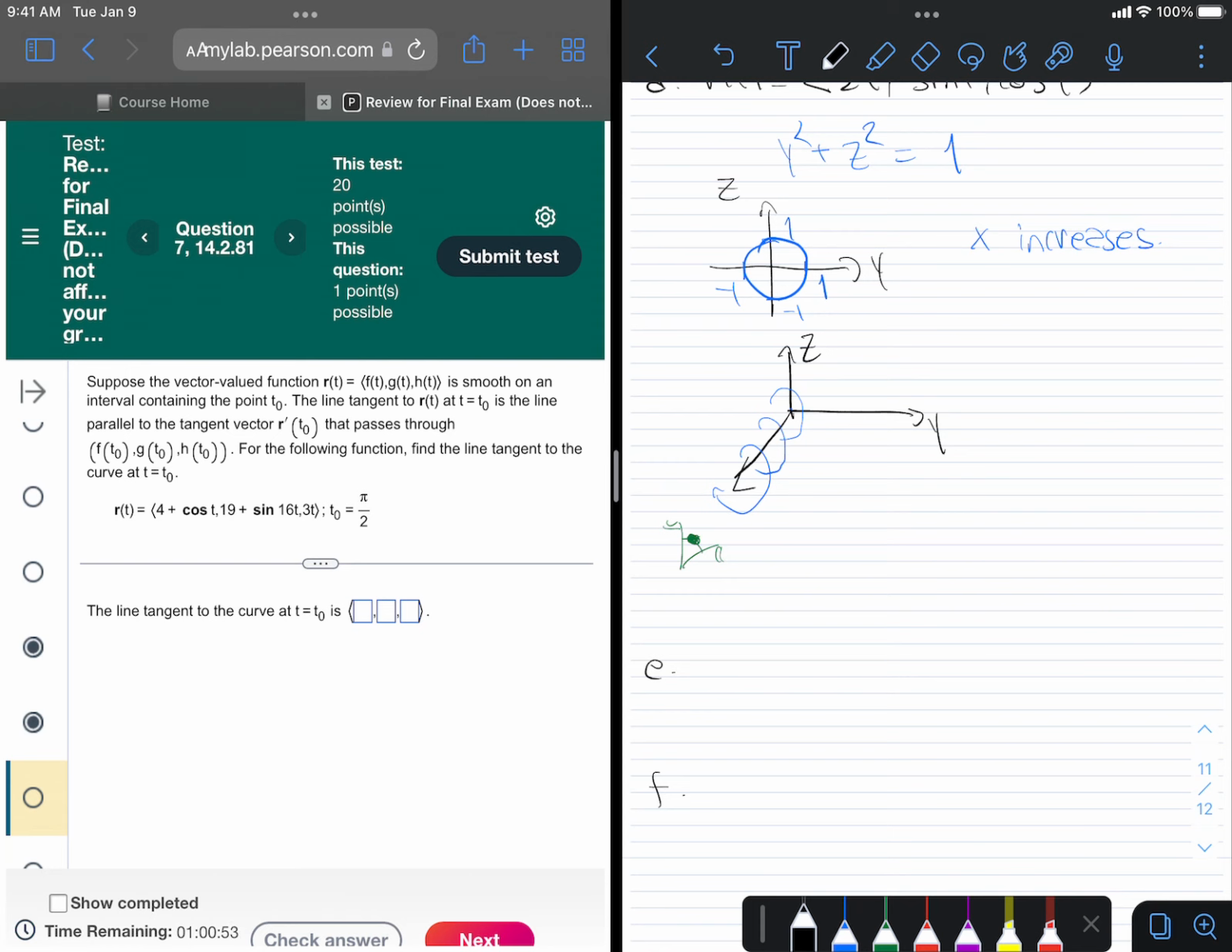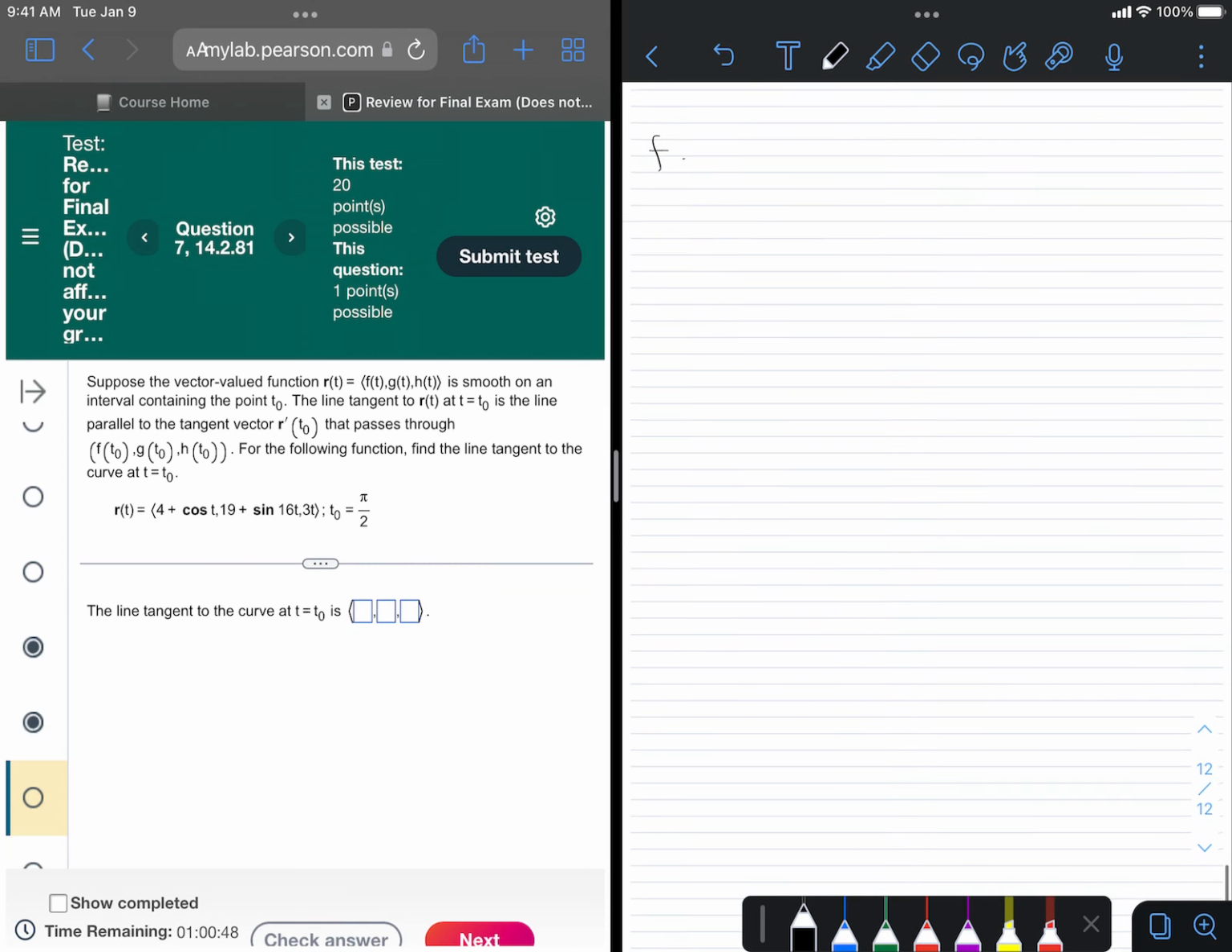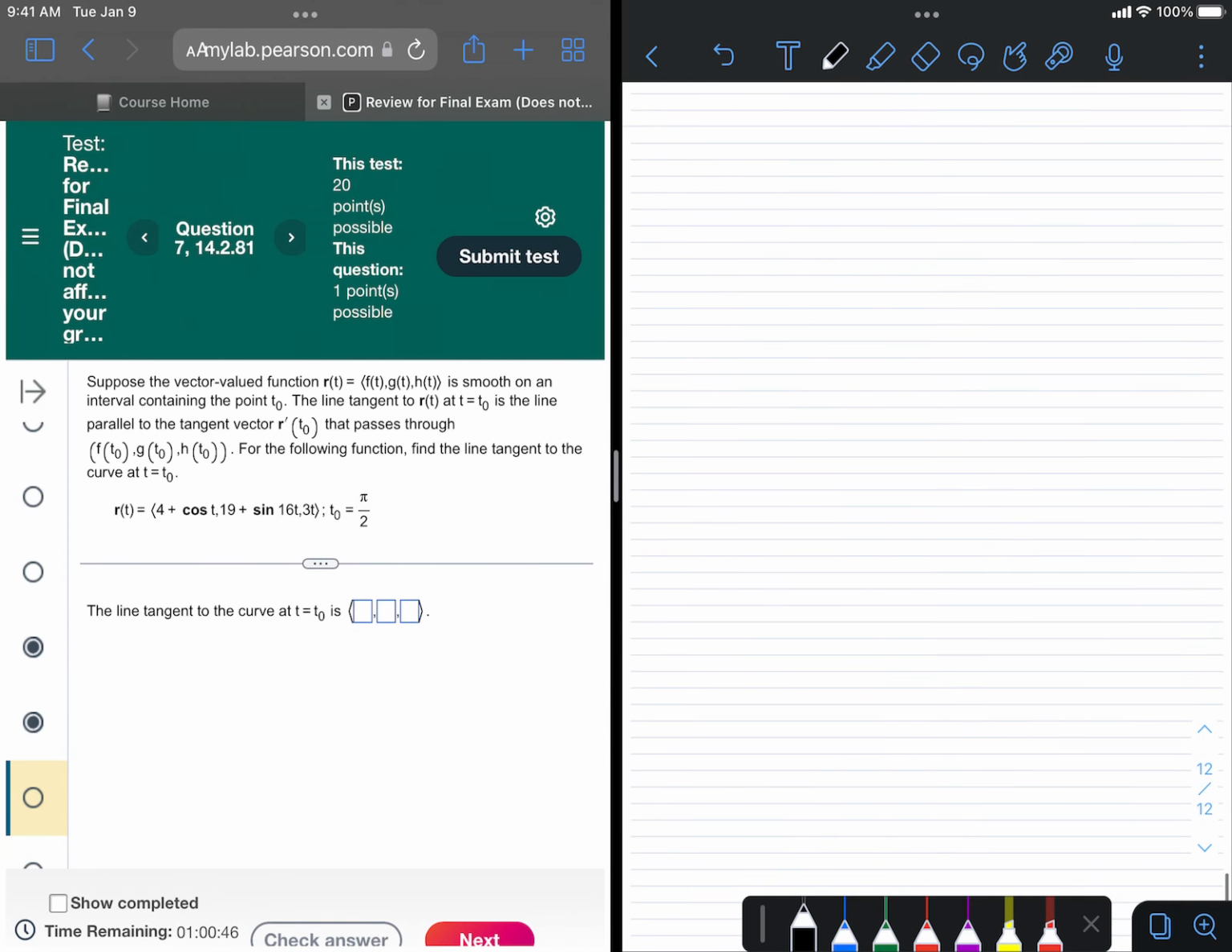So if you want to find the line that's tangent to a curve at a given point, you need two pieces of information. The first one is the point. You're given t0 equals pi over 2, so that means your point is r of pi over 2.